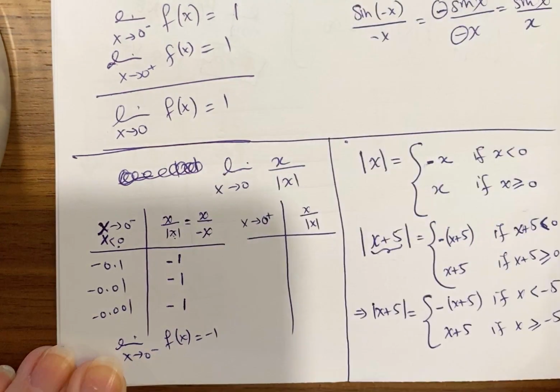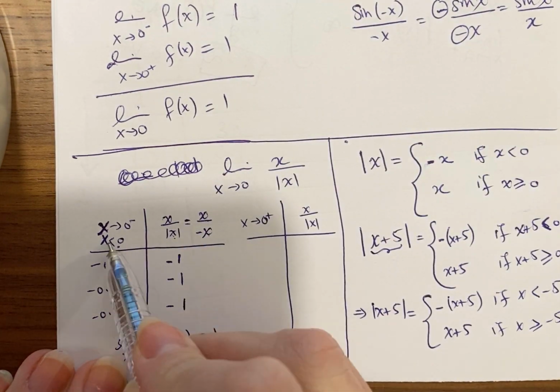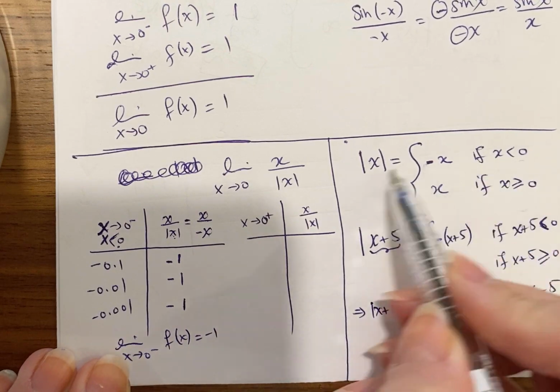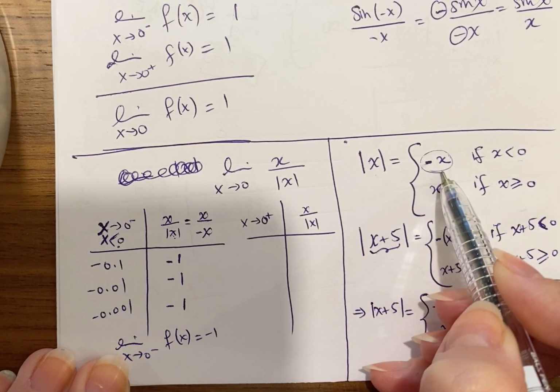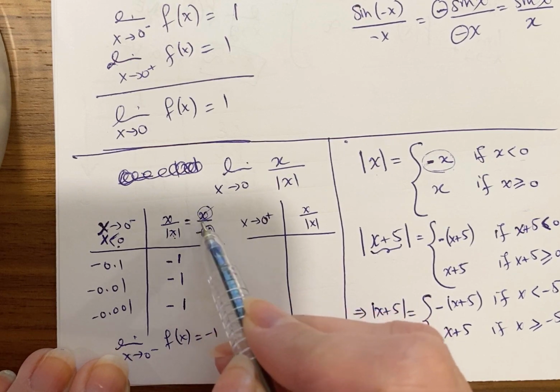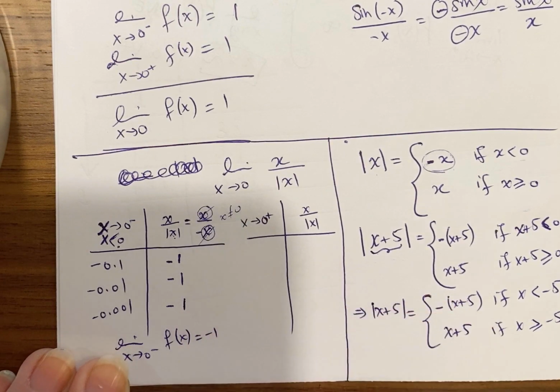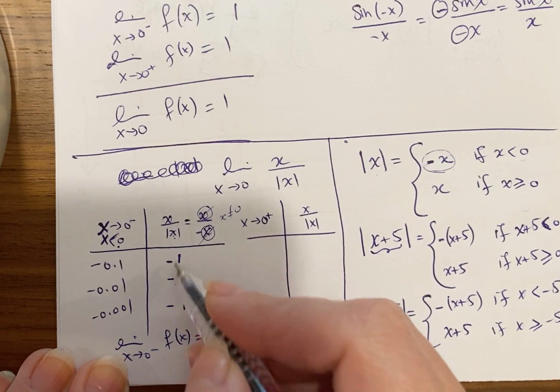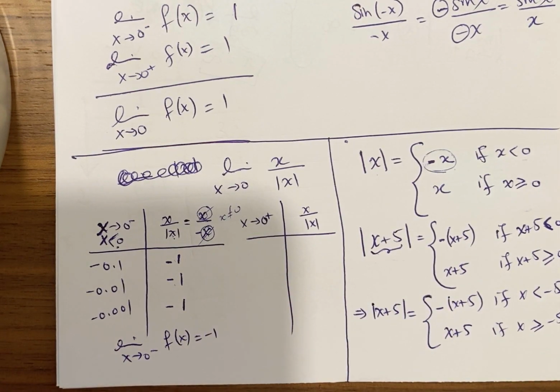But if you want a little bit of algebraic analysis, see, when we are less than 0, what did we say the function absolute value of x will be? It will be minus x. So x over minus x, the x and the x are the same and can be cancelled because x is not 0. So then what do we have as an answer all the time? It will be minus 1.